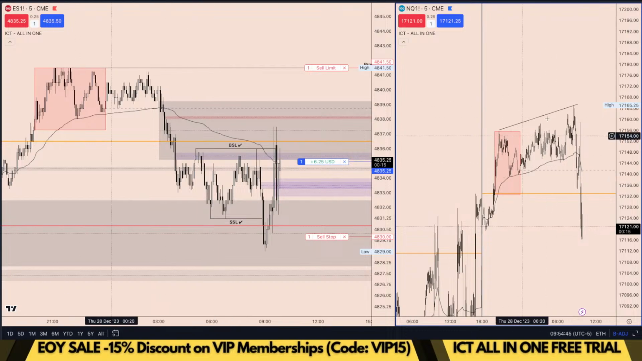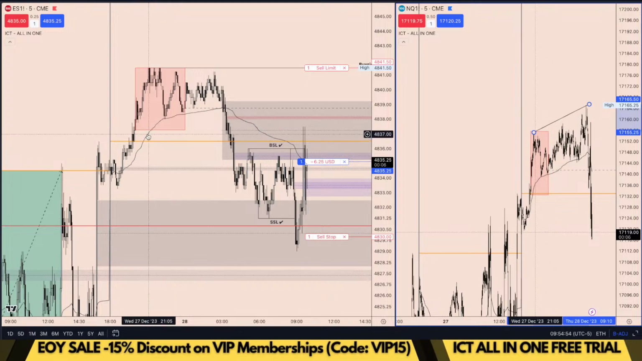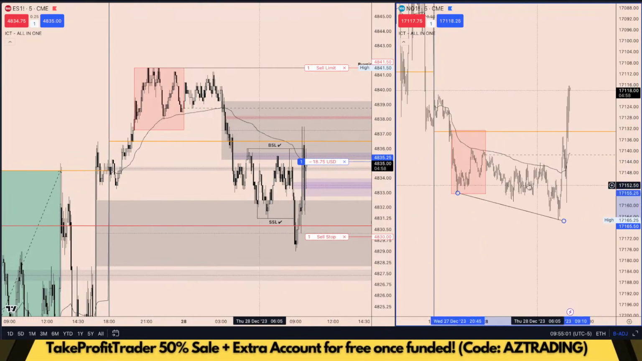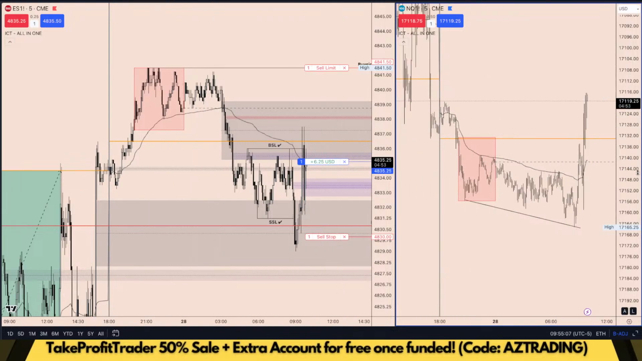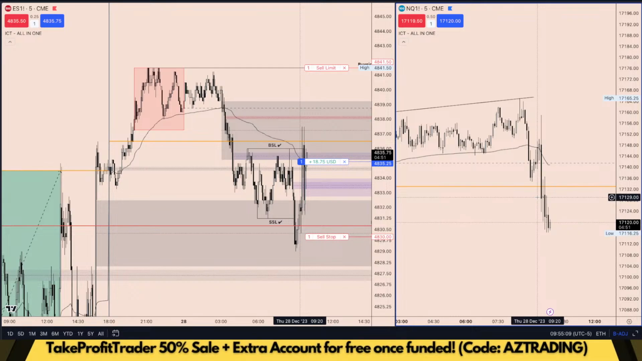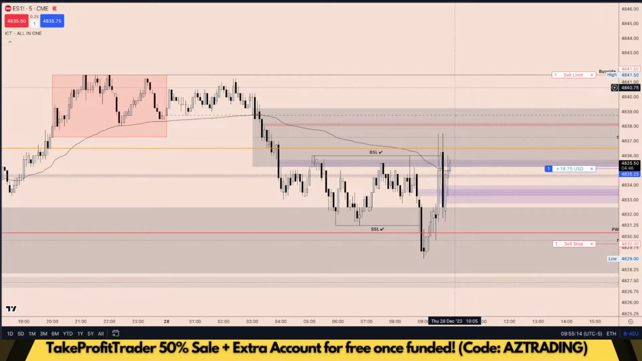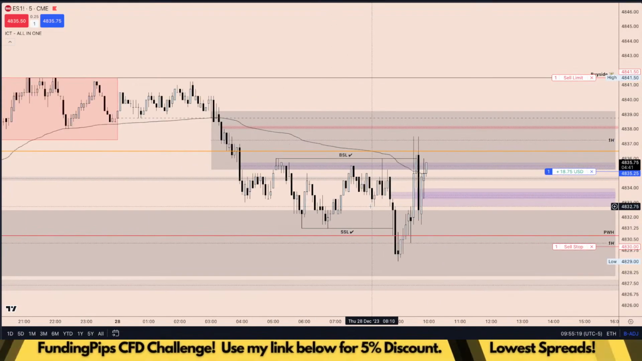So while NQ worked above the Asia session high prior to the market open, ES only worked liquidity or traded below the Asia session low. So it's almost like if we would invert that chart, it would start to look more similar. So that's interesting. But this doesn't change my bias, at least for right now.